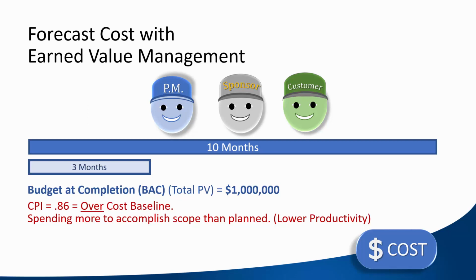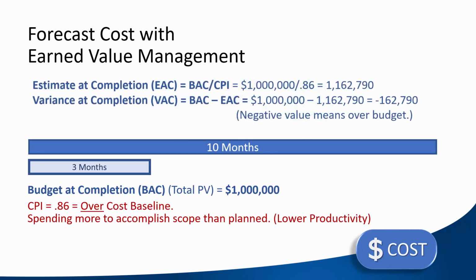The customer and sponsor want to know what impact this will have on the funding plan. How much more money is needed? The project manager responds with 2 terms: estimate at completion and variance at completion. Estimate at completion is a revised forecast for the total project cost. It is calculated by dividing BAC by CPI.